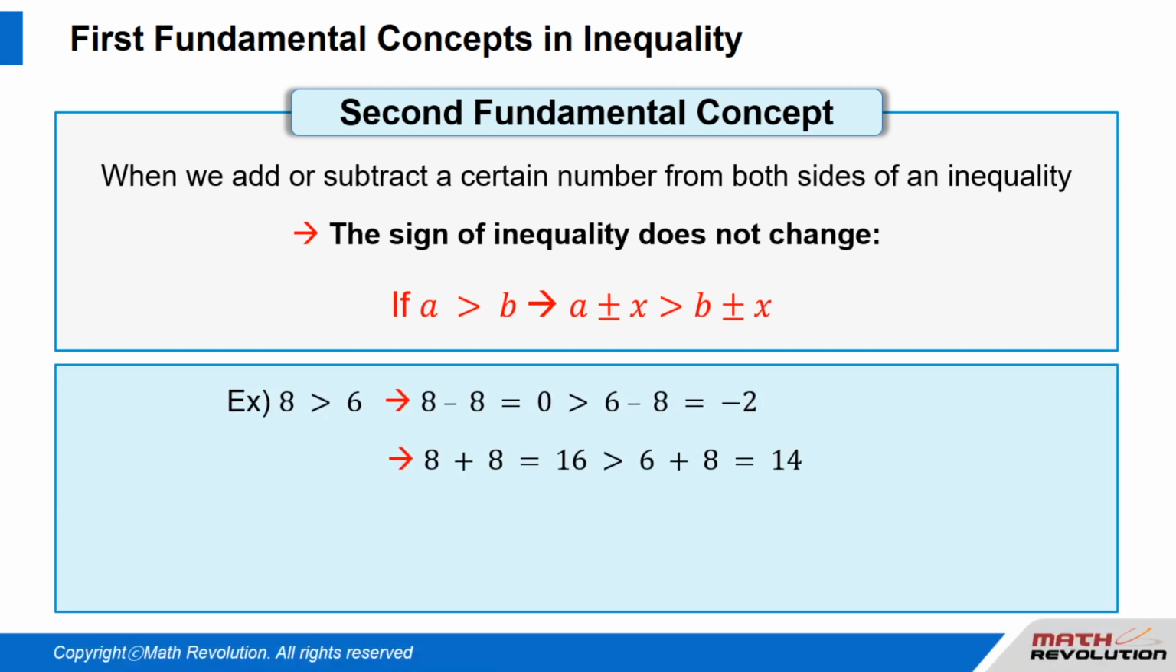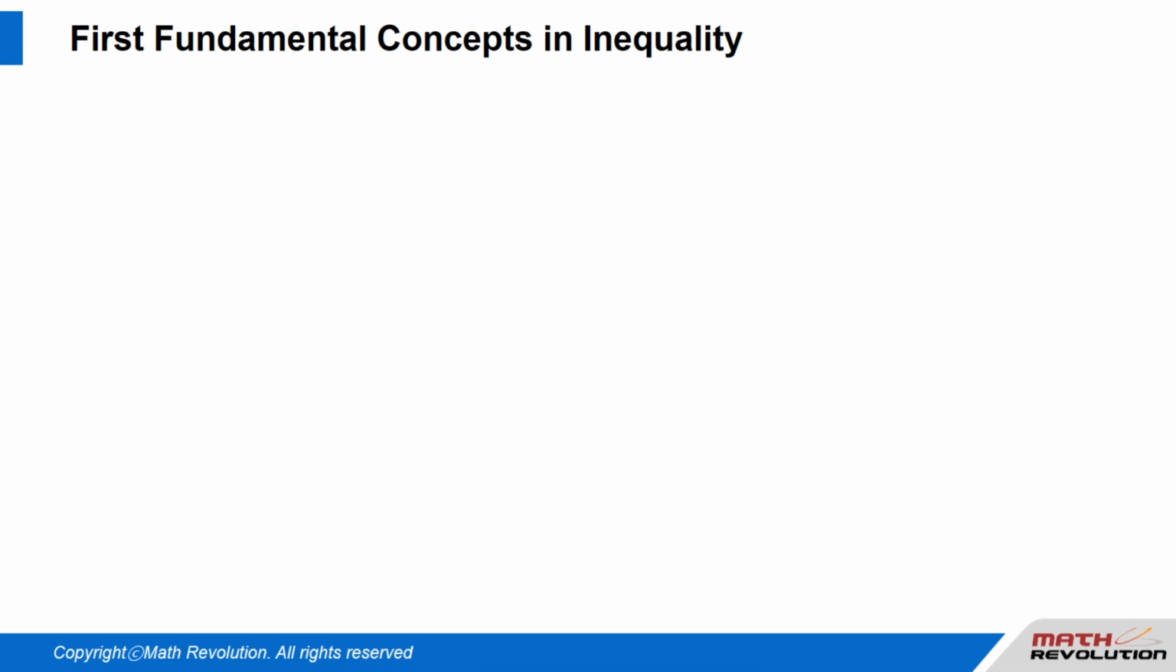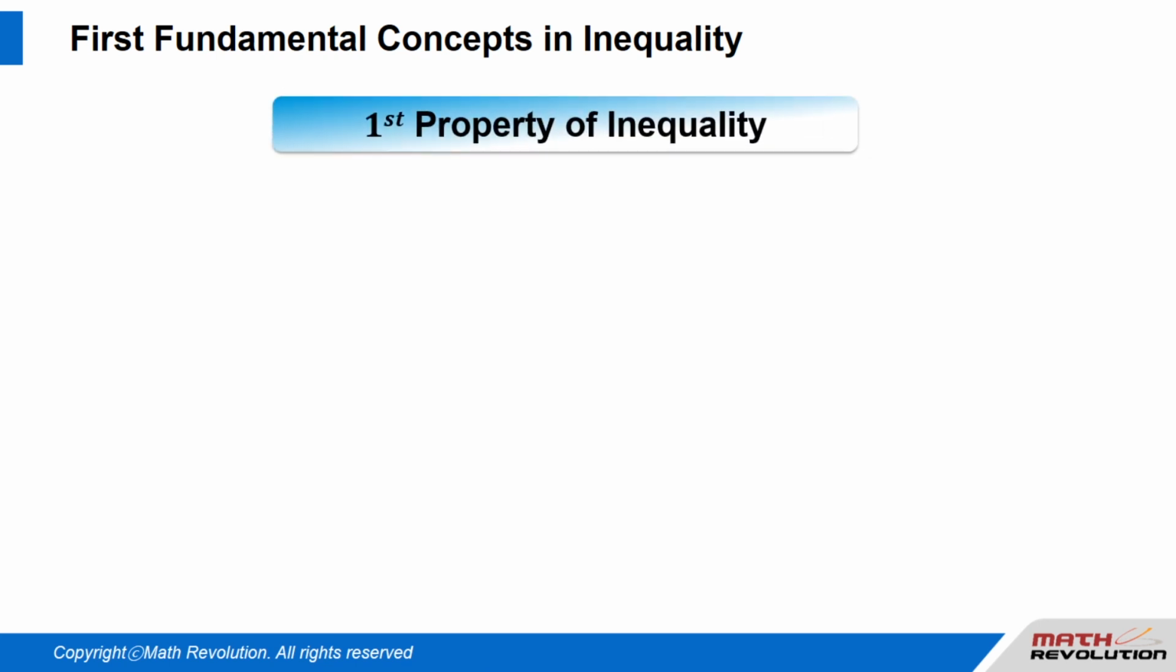For example, 8 is greater than 6 means that 8 minus 8 equal to 0, which is greater than 6 minus 8, that equals to negative 2. And 8 plus 8 equal to 16, which is greater than 6 plus 8, that equals to 14. 8 is less than 18 means that 8 minus 1 equal to 7, that is less than 18 minus 1, which equal to 17. And 8 plus 1 equal to 9 is less than 18 plus 1, that equals to 19.